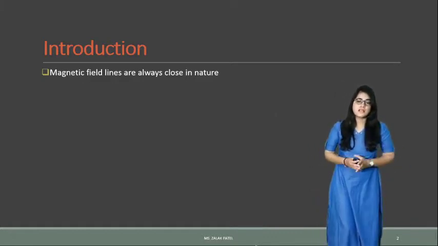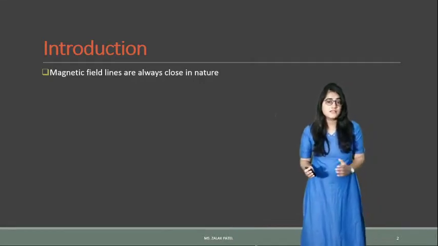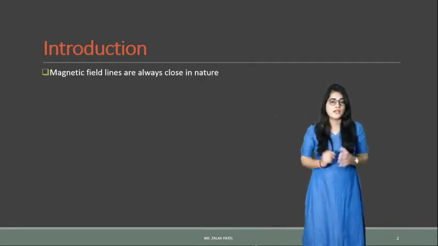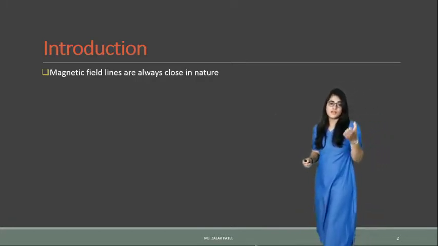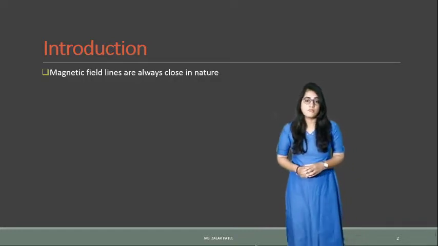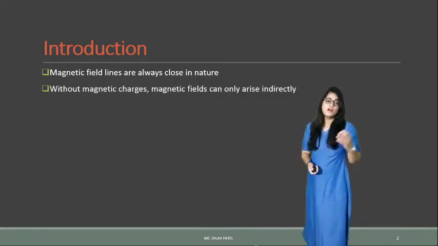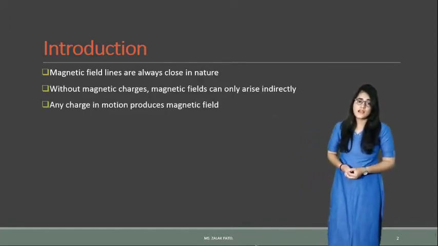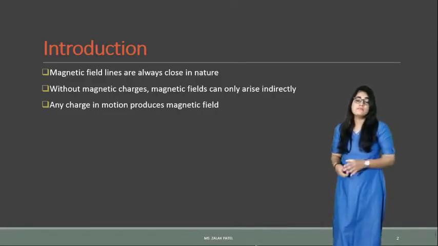As we see for the electric field, it creates electric flux lines that go from the positive Q to the negative Q. But in case of a magnetic field line, it is always closed in nature, meaning it will create a loop like this. Without magnetic charges, a magnetic field can only arise indirectly, and any charges in motion can produce a magnetic field.